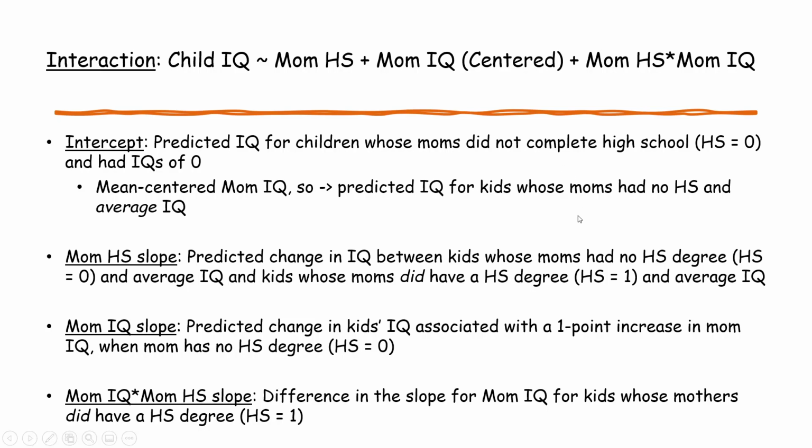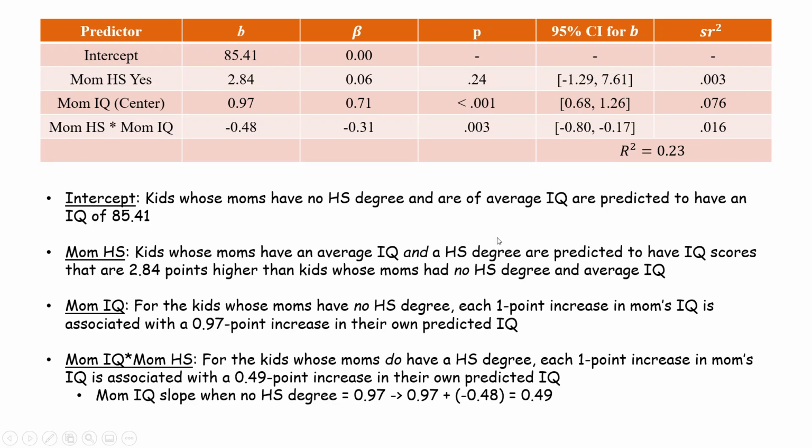So let's talk about what that actually means with our results. Our intercept represents, where my cursor is, the kids whose moms have no high school degree and whose moms are of average IQ are predicted to have an IQ of 85.41. The slope for mom high school is that the kids whose moms have an average IQ and a high school degree are predicted to have IQ scores that are 2.84 points higher than kids whose moms had no high school degree and average IQ. Because again, it's when IQ equals 0, and because we mean-centered, that's the average IQ.